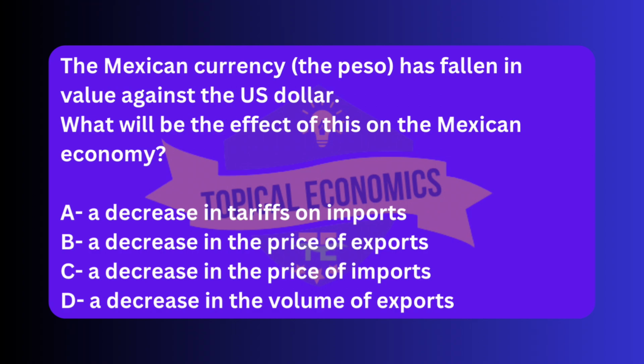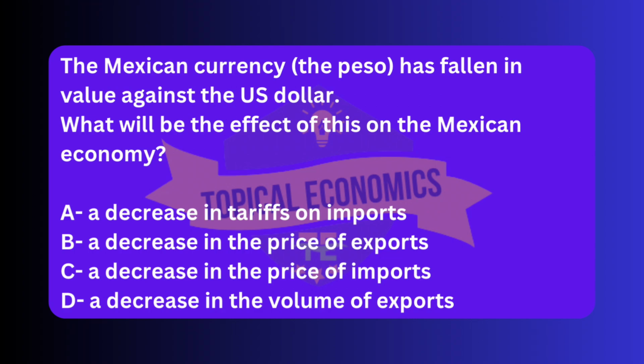The correct answer for this question is option B, a decrease in the price of exports. When the Mexican peso depreciates, falls in value, against the US dollar, it means that the peso is weaker compared to the dollar. This has several effects on the economy, especially in terms of trade. A weaker peso makes Mexican goods and services cheaper for foreign buyers, including those in the United States, because they need fewer US dollars to purchase the same amount of Mexican products. As a result, the price of exports decreases for foreign buyers, which can make Mexican exports more competitive in international markets. This often leads to an increase in the volume of exports, not a decrease.